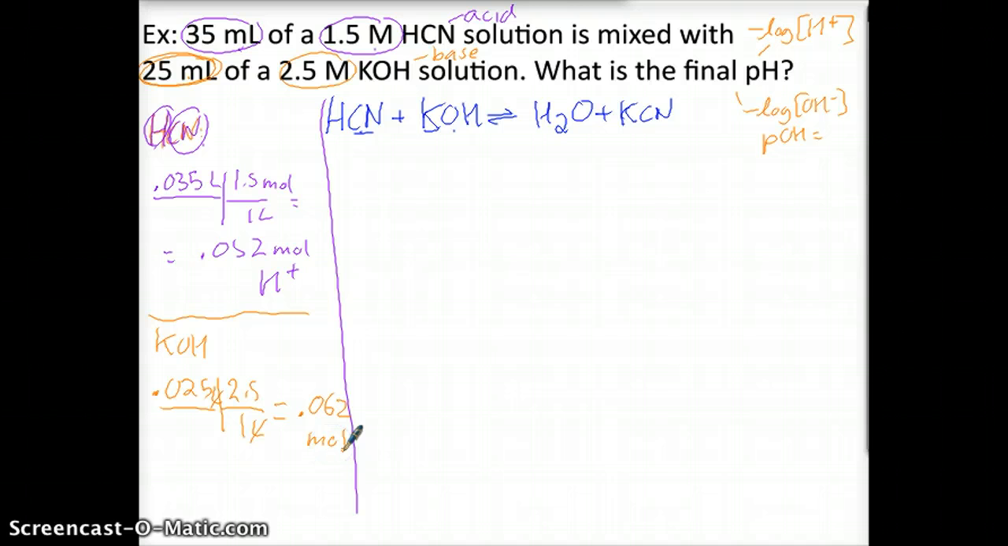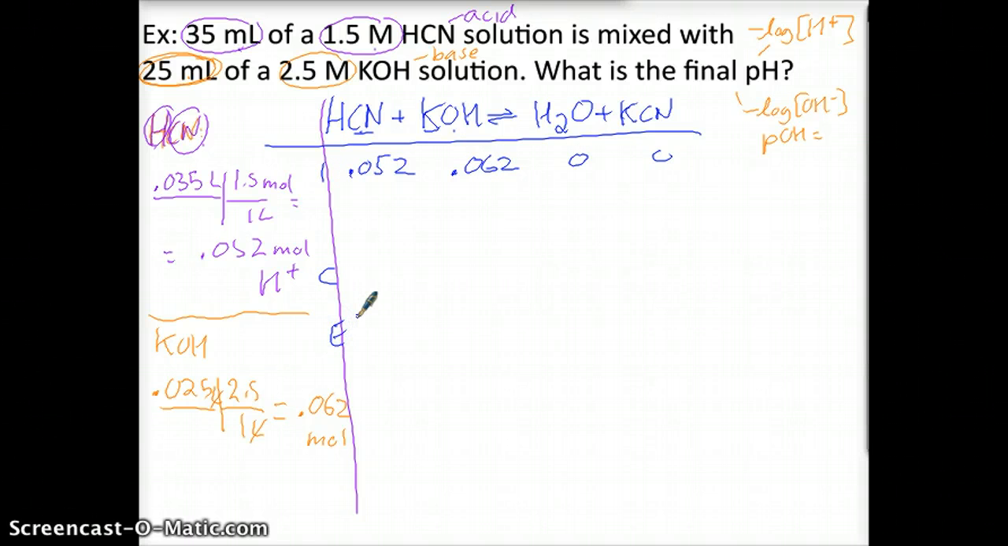So now I got to think about what's going to be left. I'm going to connect this back to ice tables. You don't necessarily need to, but it might be a helpful way for you to think about it because we've been getting a lot of practice with ice tables lately. So my initial concentration, I'm going to now use the phrase moles. The initial moles of HCN was 0.052. And the initial moles of KOH is 0.062. Before they react, I haven't made anything.